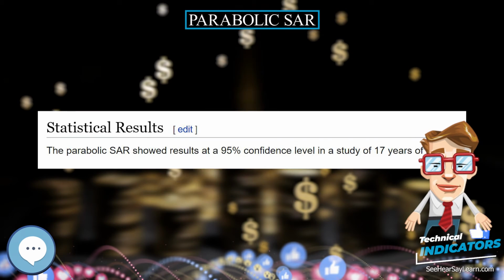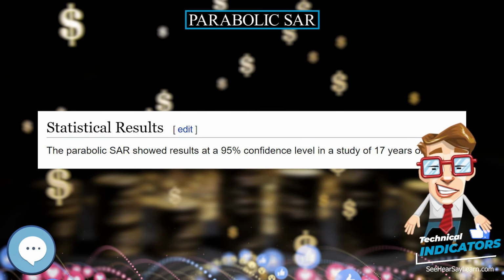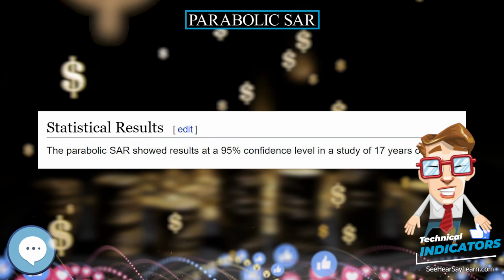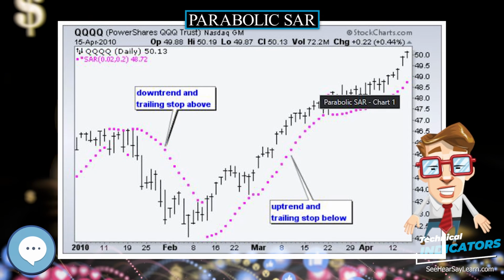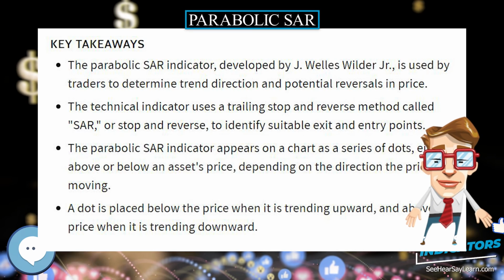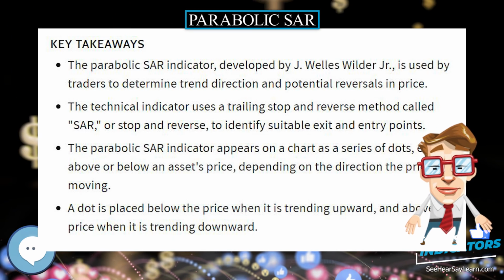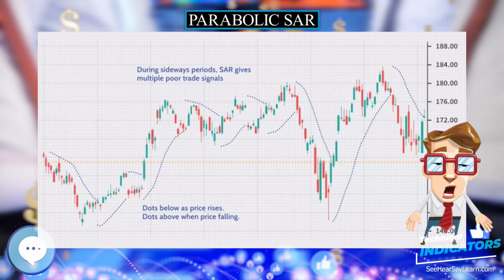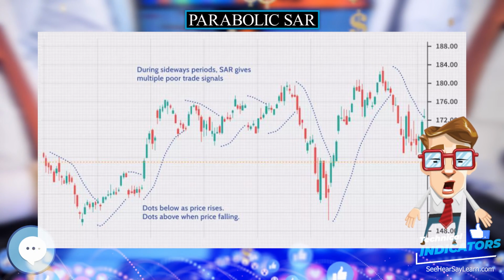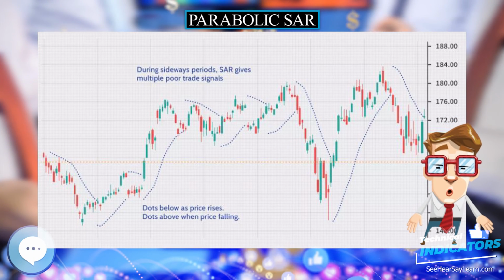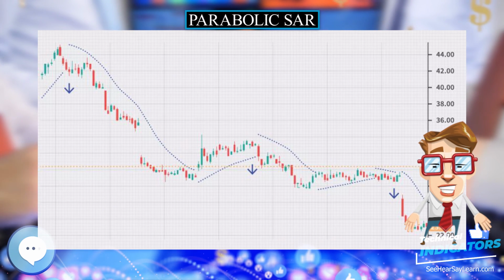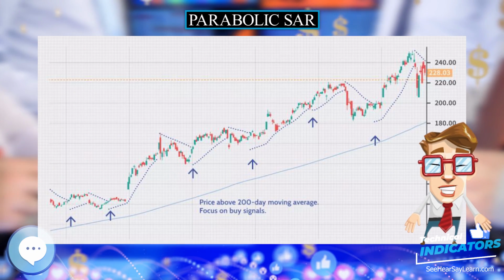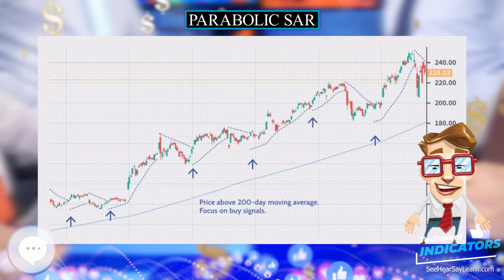However, two special cases will modify the SAR value. Upon a trend switch, the first SAR value for this new trend is set to the last EP recorded on the prior trend. EP is then reset accordingly to this period's maximum, and the acceleration factor is reset to its initial value of 0.02. Statistical results. The parabolic SAR showed results at a 95% confidence level in a study of 17 years of data.